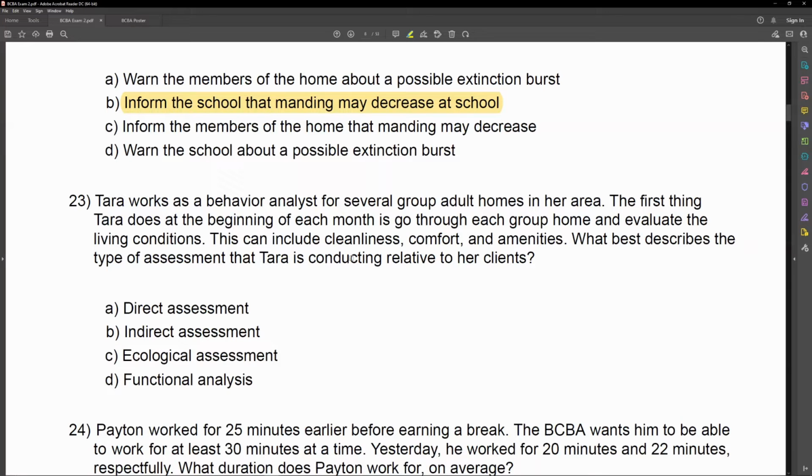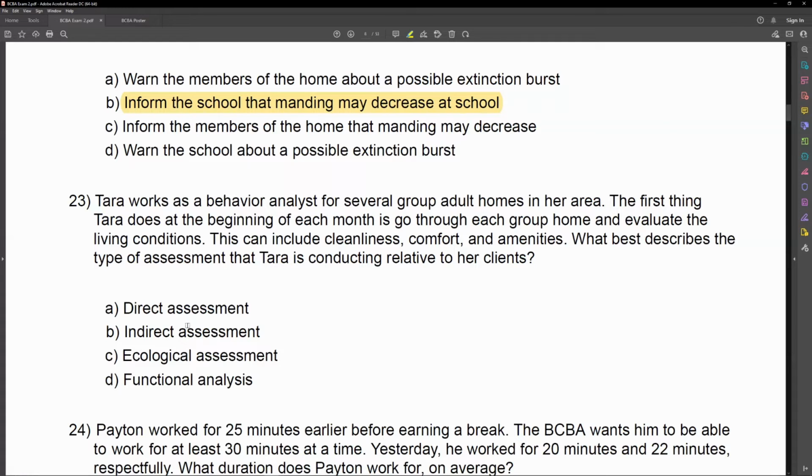Okay, first thing we're asking ourselves with assessments, are we directly observing the client, okay, or are we not? Because if we're not, what can we eliminate? If we're not directly observing our client, we can eliminate direct assessments, and we can eliminate functional analyses. Both of those involve direct observation and interaction with our clients. In this case, what is Tara evaluating? She's evaluating conditions, cleanliness, comfort, amenities, not necessarily the client. So we can eliminate A, direct assessment, and D, functional analyses. We're not looking at the client, we're looking at other things.